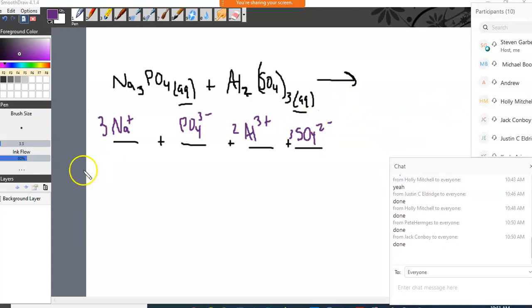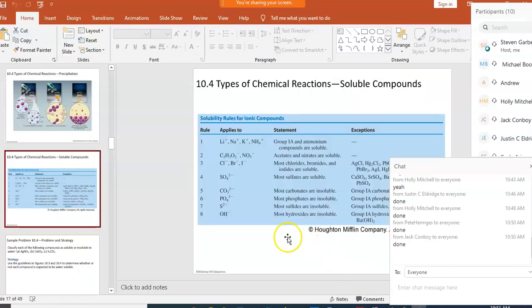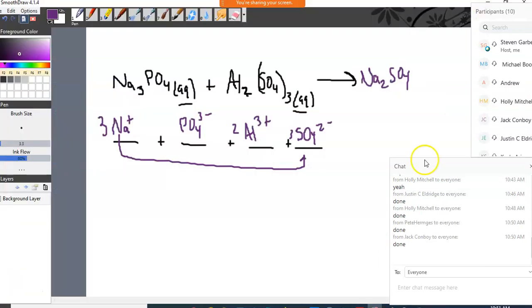Okay, so now my sodium is going to pair up with the sulfate. So it's a 2-, so Na2SO4. All right, and if I go back to the solubility chart, anything with a sodium is going to be soluble, even if it's a sulfate. So I know that this one is still going to be aqueous.